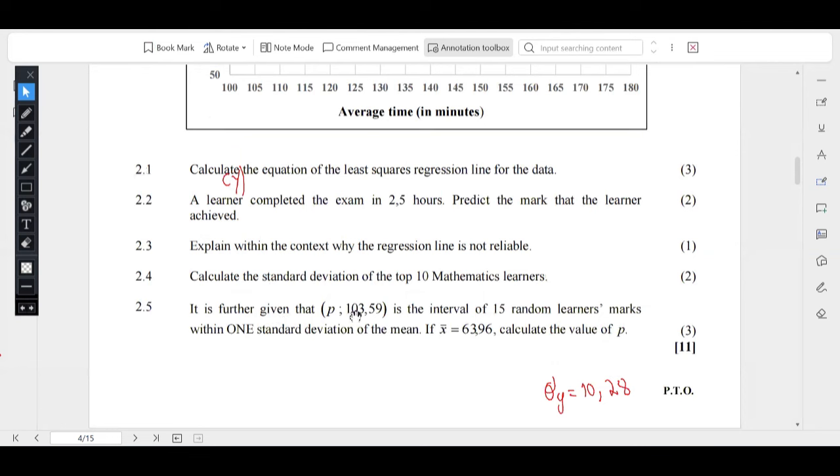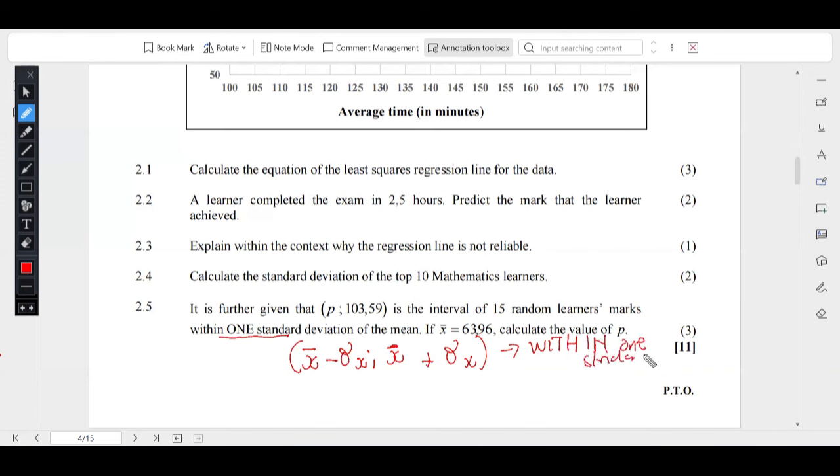Question 2.5 says it is further given that (P; 103.59) is the interval of 15 random learners' marks within one standard deviation of the mean. If the mean is 63.96, calculate the value of P. So now we are given that the mean is 63.96. And when it says within one standard deviation, understand this: within one standard deviation means we have X bar minus our standard deviation, and then we also have X bar plus the standard deviation. So it can be one standard deviation below or one standard deviation above the mean.